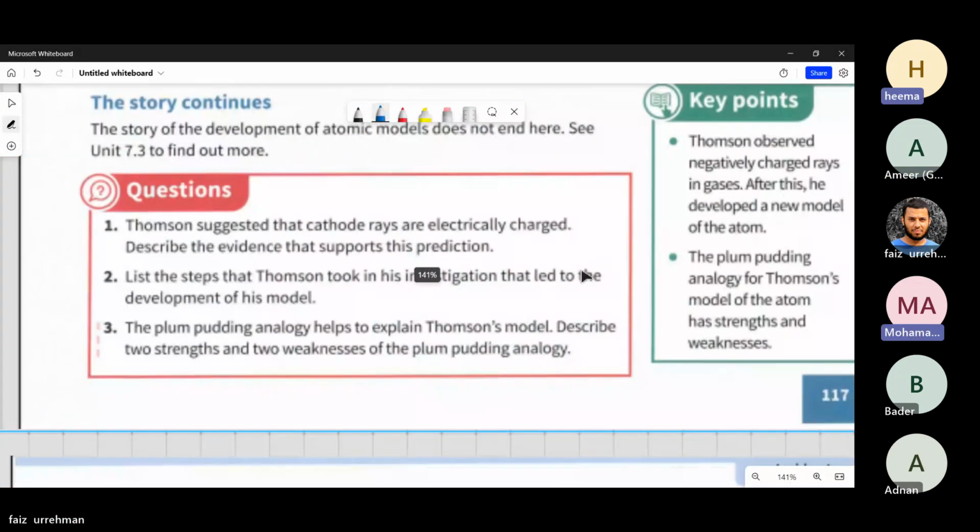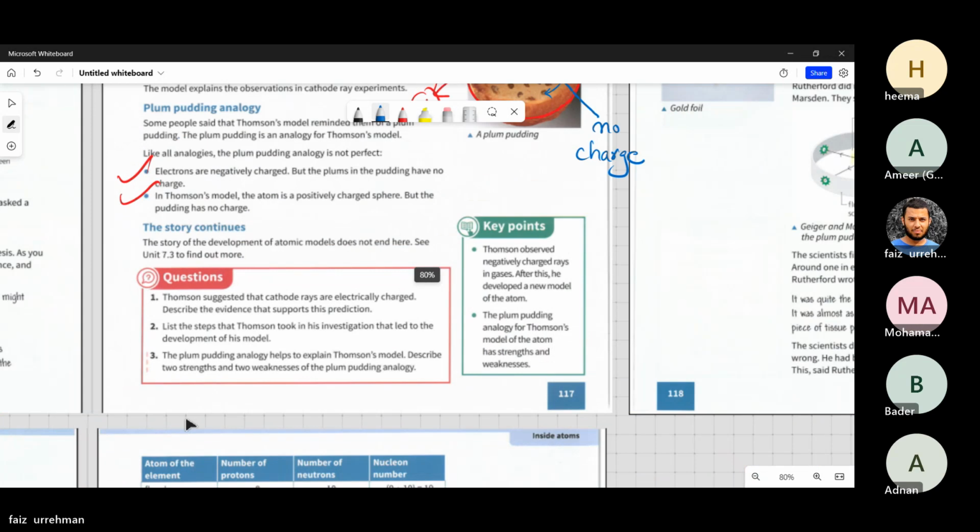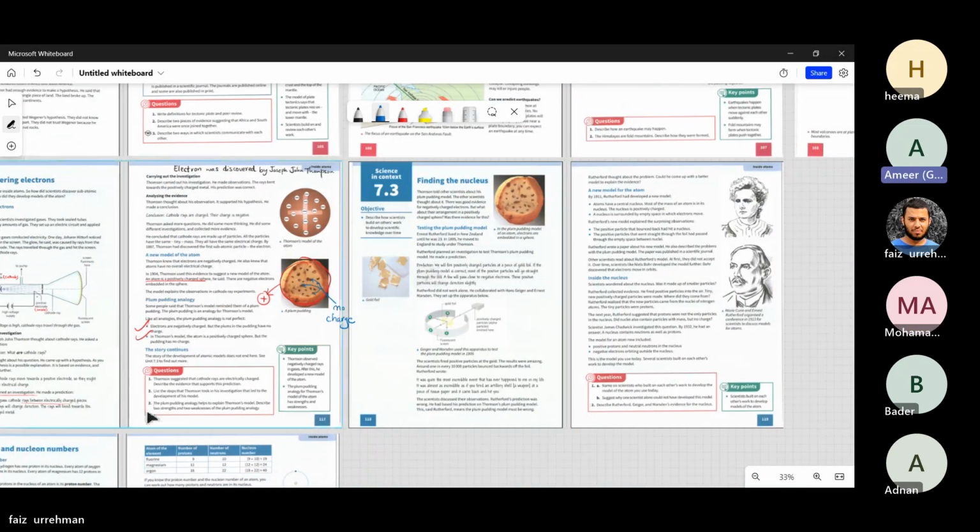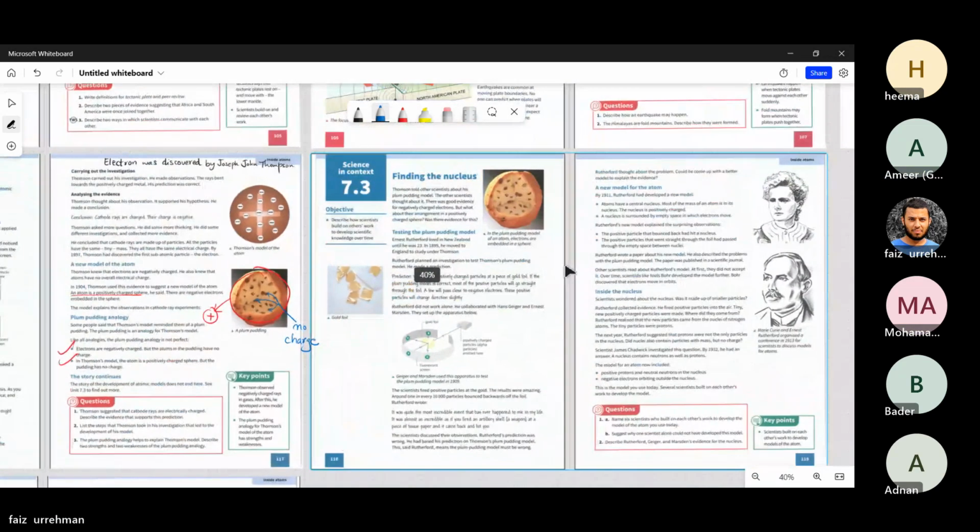But still, do you guys have the answer key for this one? No, I don't. Or did the teacher make you write some answers for these two? No. Okay, so we can check it later.